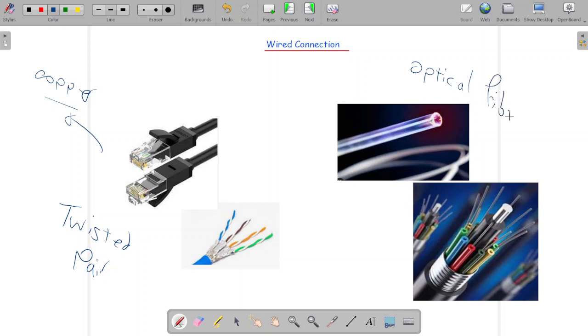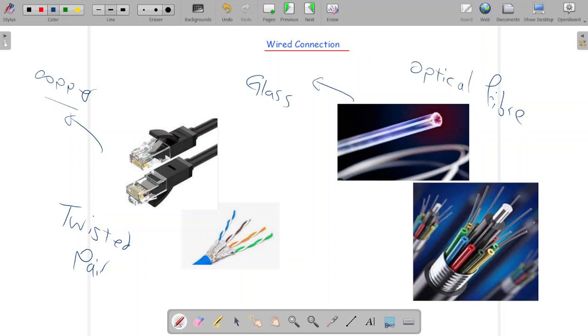And the optical fiber is using something different. It's not copper, it's made of glass. And when we discussed this topic, we said that wired connectivity has the benefit of being stable compared to Wi-Fi, because a lot of interference can happen to Wi-Fi.